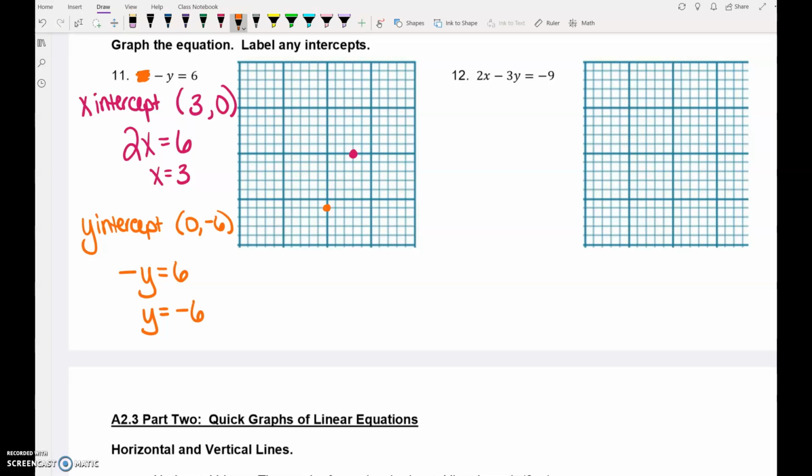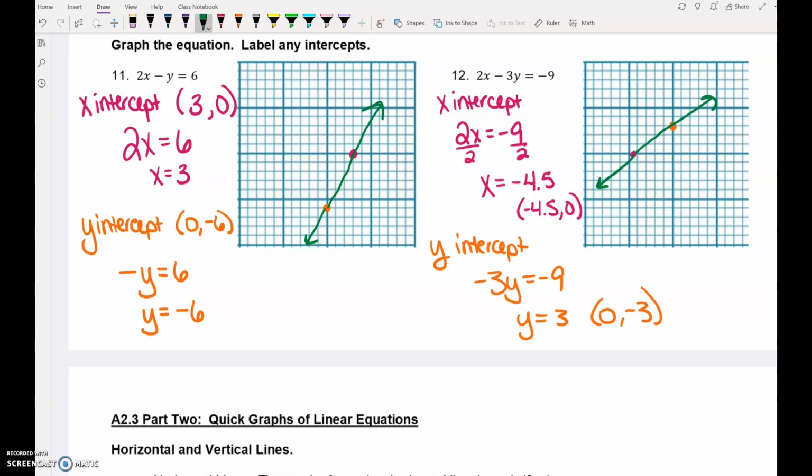So do you see the kind of cover-up game that we have here? To find the x-intercept, you basically ignore the y, and you have 2x equals 6. To get the y-intercept, you cover up the x. You have negative y equals 6. That gives you your 2 intercepts. You can easily graph those and draw the line that matches them. So try number 12 on your own. If you're watching the video, pause the video, give this a try on your own. Find the x-intercept, find the y-intercept, see if you can plot them and draw the line in between.